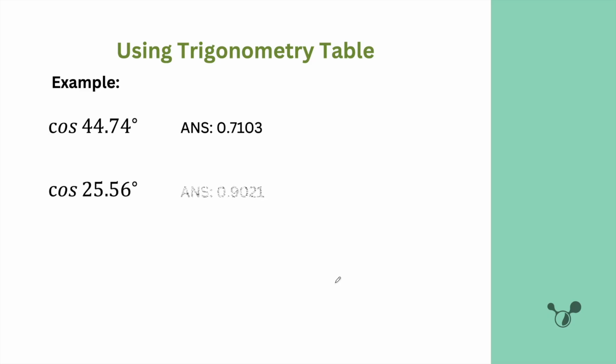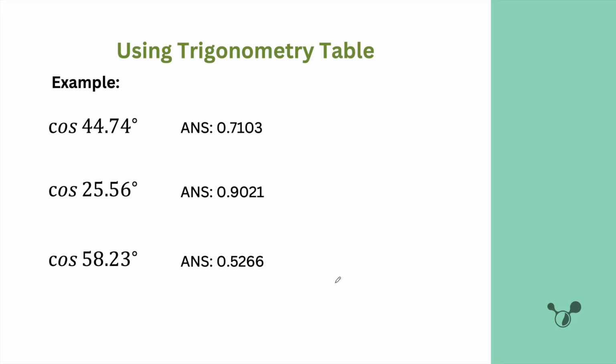Great, great. So I want you to do this one by yourself, cos 25.5. I know I flashed the answer, but I hope you did not catch it. Try this out by yourself. If you did that, you should have 0.9021. Pause the video and try this one too out by yourself, cos 58.23. Remember, you subtract, you don't add. Pause the video and try it out. If you did that correctly, you should have 0.5266. I hope you got that correctly.